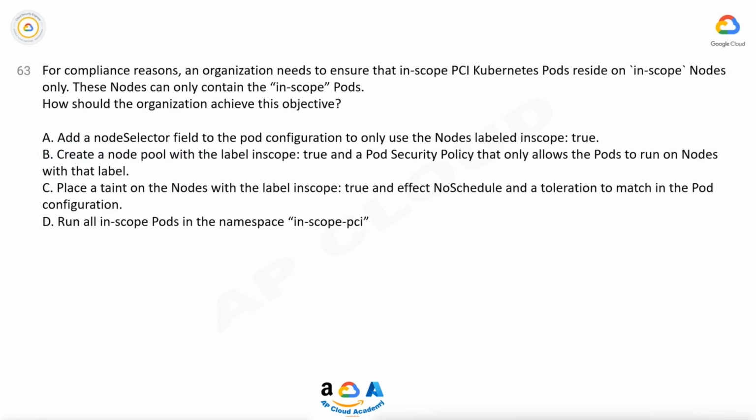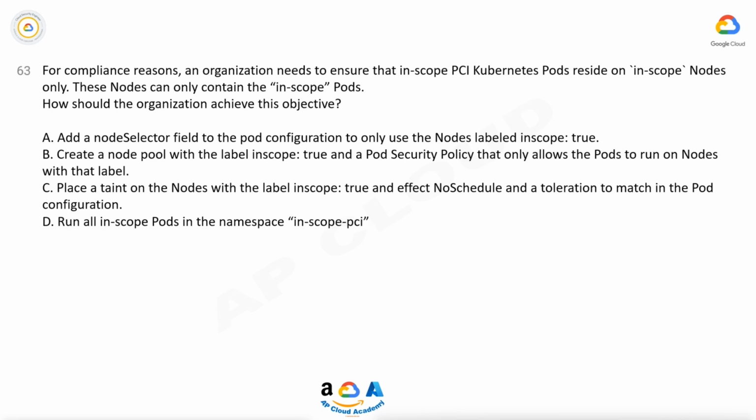63. For compliance reasons, an organization needs to ensure that in-scope PCI Kubernetes pods reside on in-scope nodes only. These nodes can only contain the in-scope pods. How should the organization achieve this objective? A. Add a node selector field to the pod configuration to only use the nodes labeled in-scope: true. B. Create a node pool with the label in-scope: true, and a pod security policy that only allows the pods to run on nodes with that label.